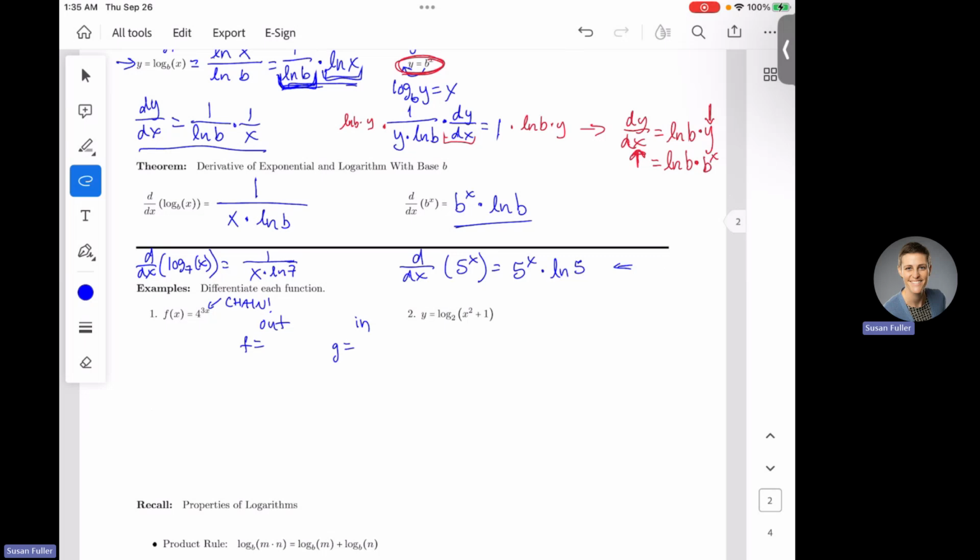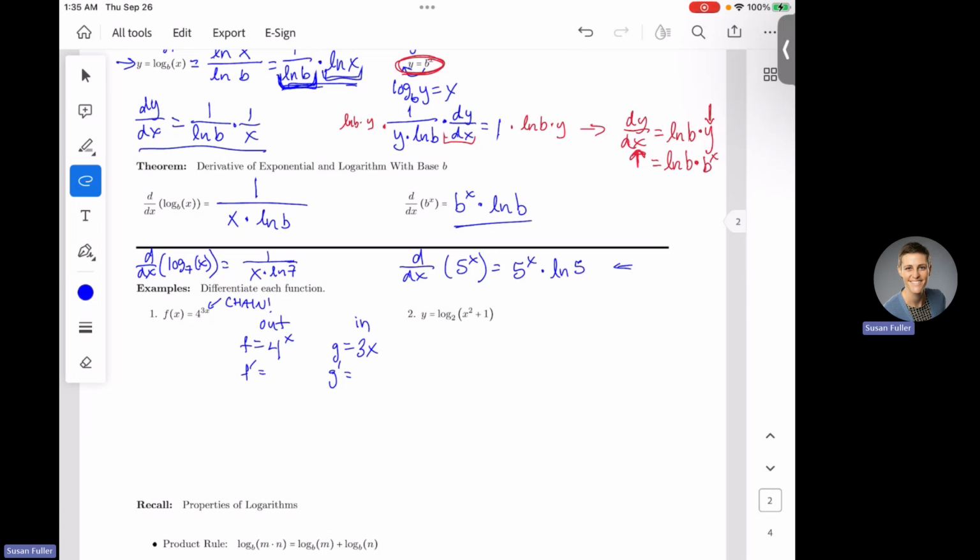My inside function, the thing that's inside, is 3x. And the function that it is inside of is 4 to the x power. That's my inside and outside function. If I plug g into f, I get 4 to the 3x, which is my original, so I feel good. And now we can rock through and take the derivative of my pieces.